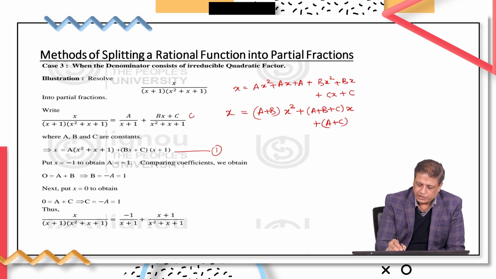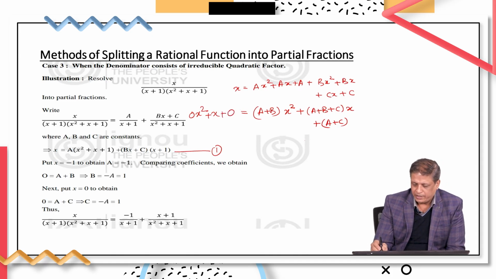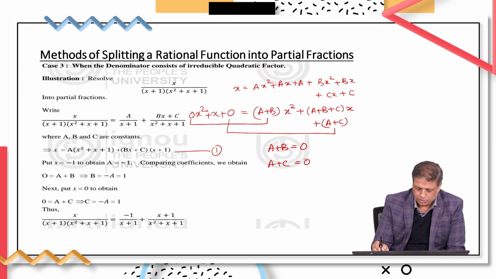Now, comparing the coefficients from the left hand side and the right hand side, comparing the coefficient of x square and comparing the constant terms, you are going to get two equations, that is a plus b is equal to 0 and a plus c is equal to 0. So, this implies b turns out to be minus of a and c also turns out to be minus of a, and we had already determined a is equal to minus 1. So, this means b is equal to 1 and c is also equal to 1.